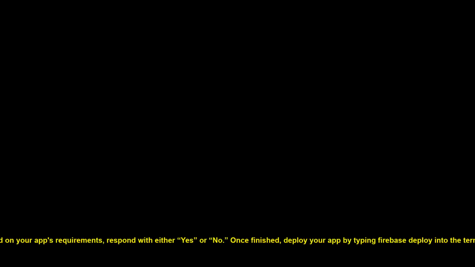When prompted, select the Firebase project you just created. Let the CLI know which folder to use for public hosting files, usually public or dist. You'll also be asked if you want to configure the app as a single-page app. Based on your app's requirements, respond with either yes or no once finished.